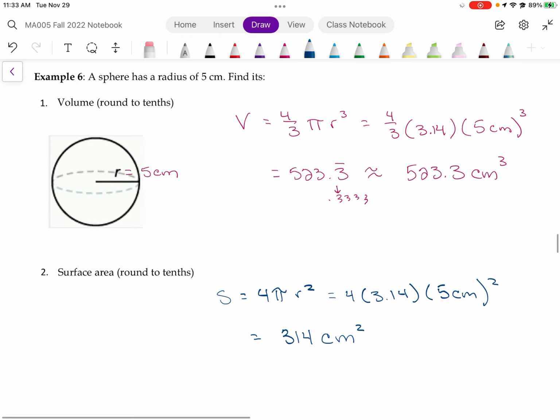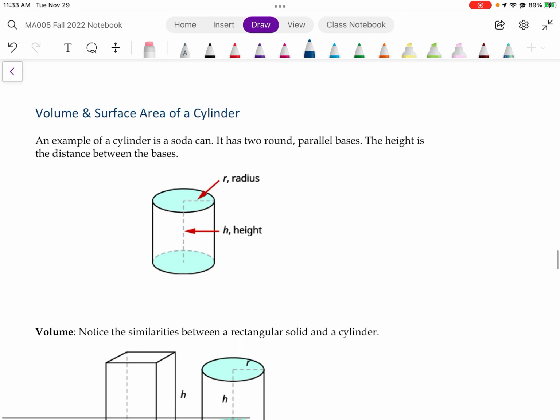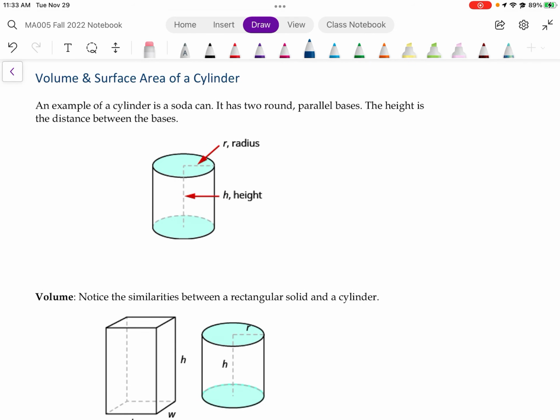All right. So next we're looking at cylinders. An example of a cylinder is a soda can. It has 2 round and parallel bases, just like a soda can. The height is the distance between the bases. The radius is the radius of the circle at the top or the bottom. Since they're the same, it should be the same.